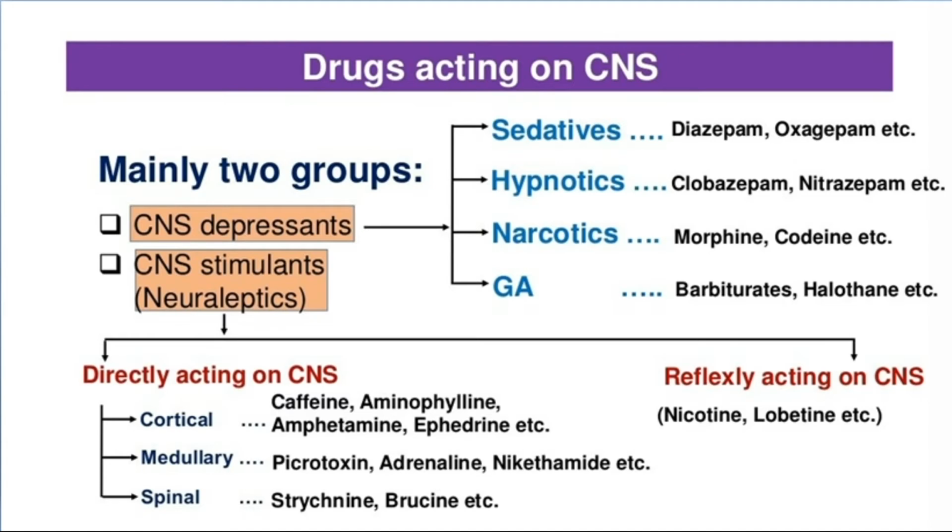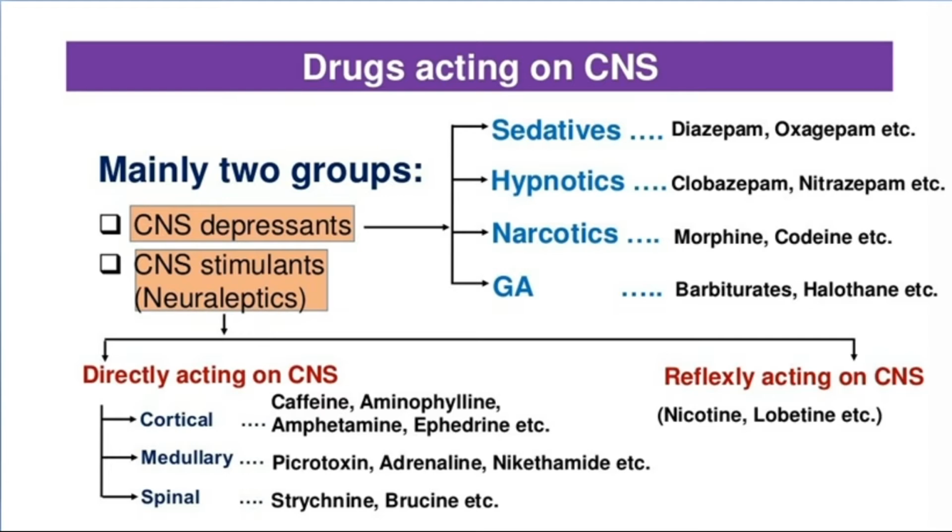Drugs acting on CNS. Mainly two groups, CNS depressants and CNS stimulants, which are also known as neuroleptics. CNS depressants include sedatives, hypnotics, narcotics, and general anesthetics. Sedatives: diazepam, oxazepam, etc. Hypnotics: clobazam, nitrazepam, etc. Narcotics include morphine, codeine, etc. GA includes barbiturates, halothane, etc.